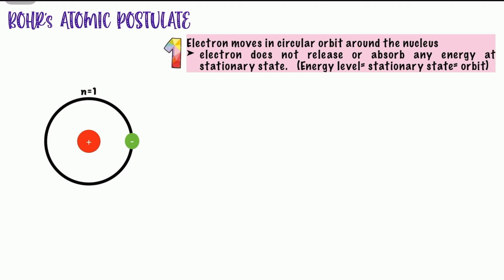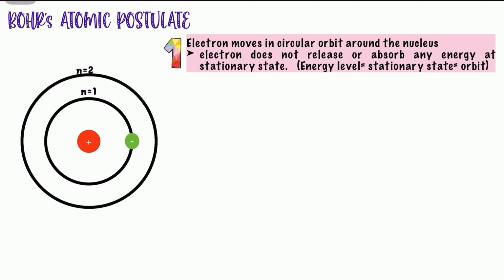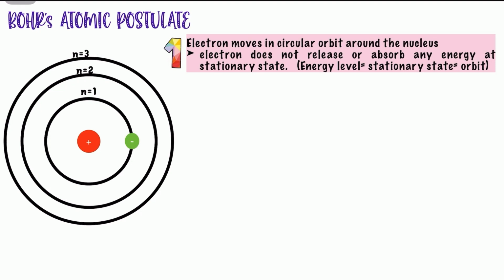Energy level is also known as a stationary state or orbit. In this diagram, I show you until n equal to 3. N equal to 1 is the lowest energy level, and in this diagram, the highest energy level is 3. When electron moving around the nucleus in the circular orbit, it does not release or absorb any energy at stationary state.